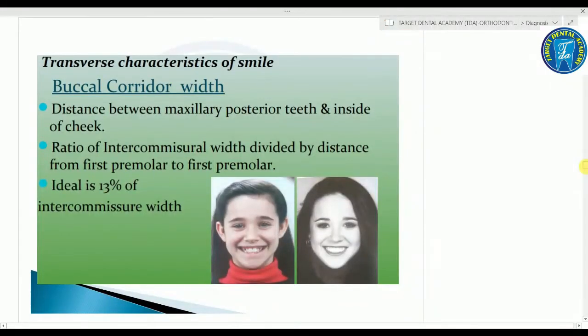Right? So next is the buccal corridor. This is the buccal corridor. It is the distance between the maxillary posterior teeth and the inside of the cheek. It is the ratio of the intercommissural width divided by the distance from the first premolar to the first premolar, and ideally it is 13% of the intercommissural width. Important, 13%.